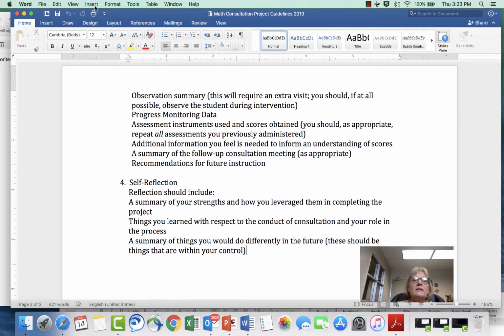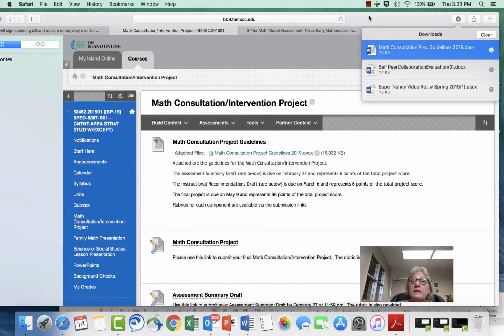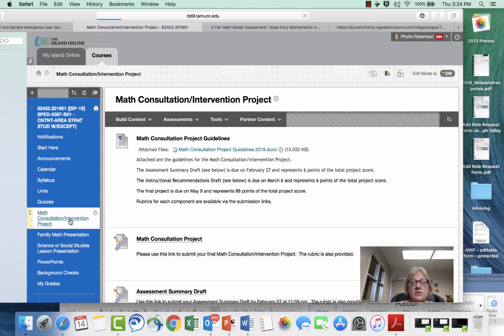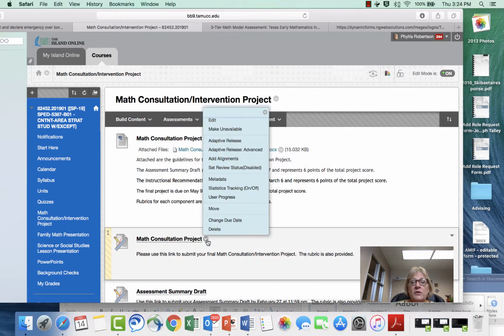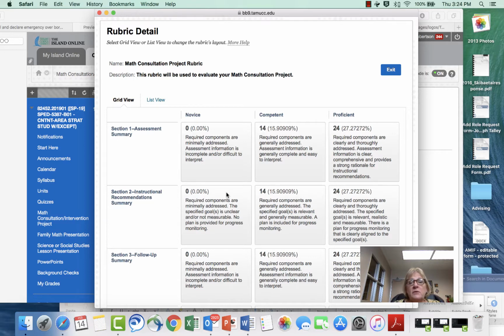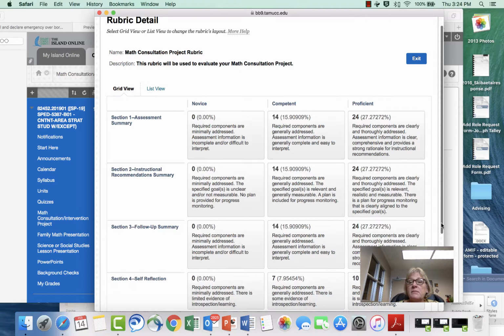So with that said, let me go through and talk to you a little bit about how this project will be evaluated. So I'm going to pull up the rubric here. Going into our consultation and intervention project area, if you go in where you're supposed to actually turn in the project, which is the next link, I'm going to open that up, and you can view the rubric. The total points available for this project, 88 will actually come from the final product that you submit at the end of the semester.